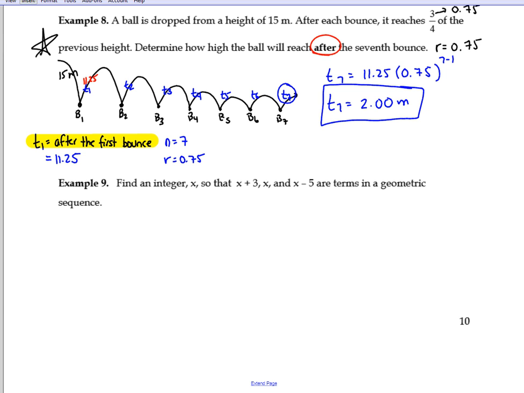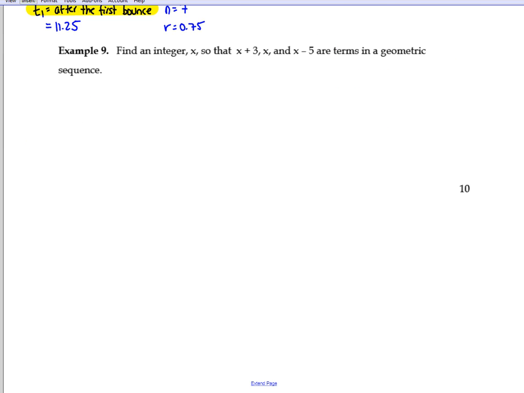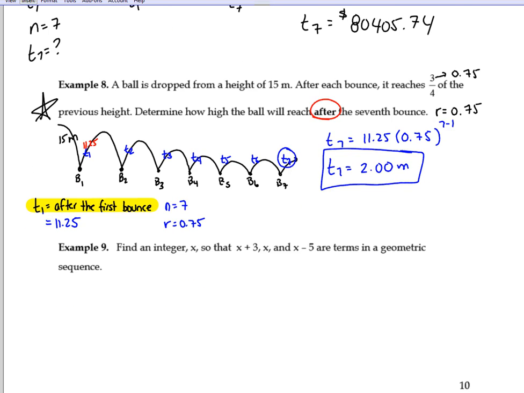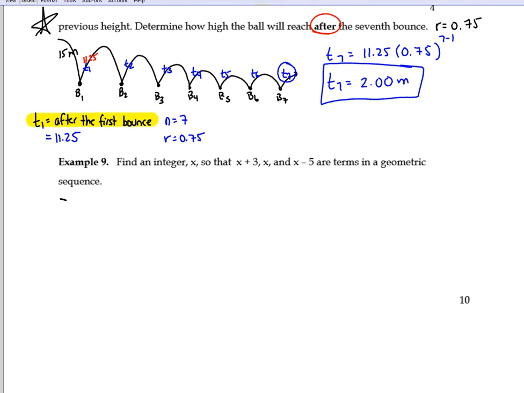Okay. So I'll show you really quickly if you did it the other way. I'm going to skip example 9 for now. We might go back and do it tomorrow. But if you wanted to make 15 your first term, you have to be really careful. So I'll just show you and then you're welcome to do that. But it's a little bit more confusing. So I'll just draw this out again. 2, 3, 4, 5, 6, 7, and after the 7th.